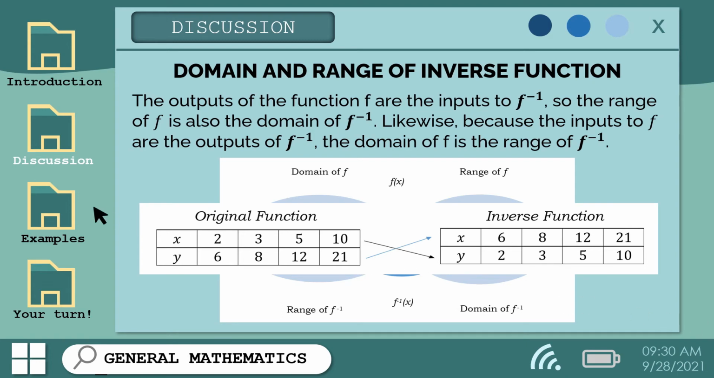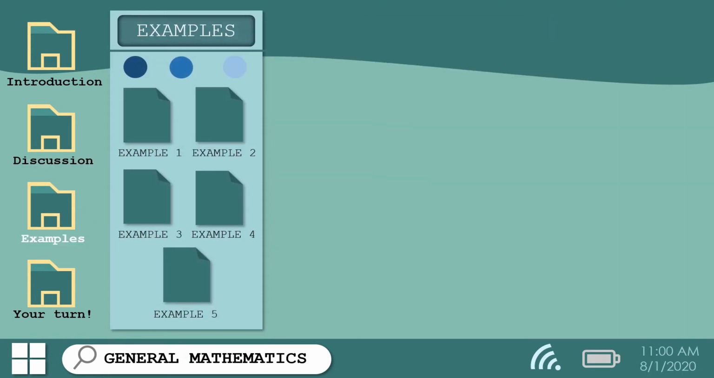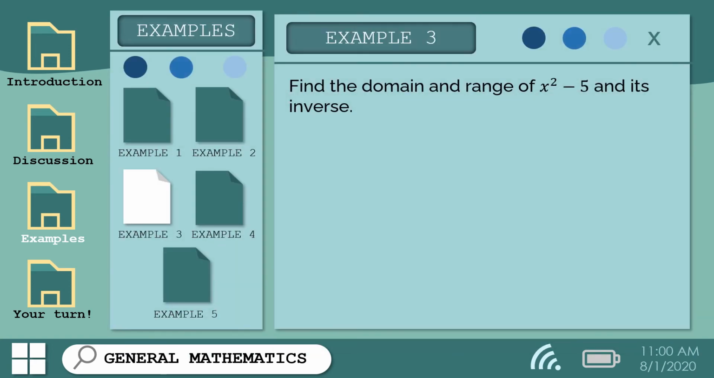And let's have an example. Example number 3. We have here function x squared minus 5. So, ang goal po natin is to find the domain of this function as well as yung kanyang inverse. So, syempre, unahin na muna natin yung original function. Let's name it f of x. F of x is equal to x squared minus 5.